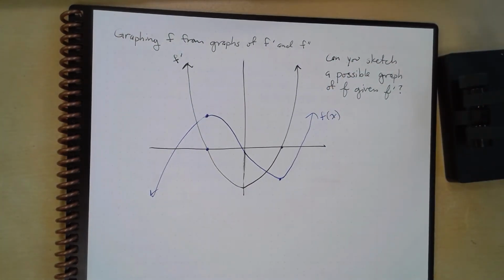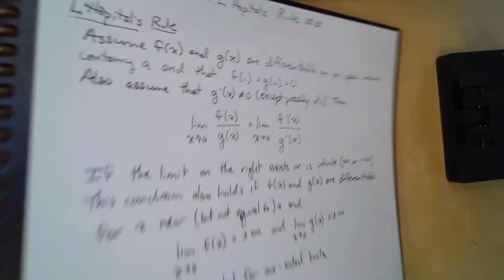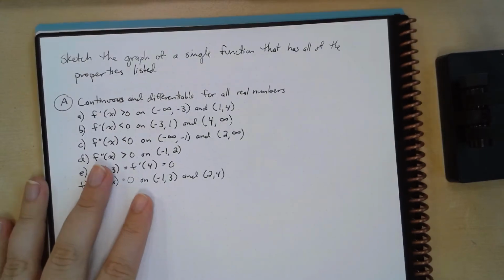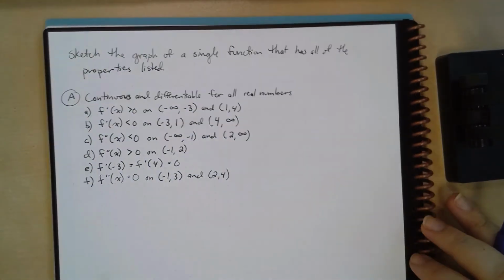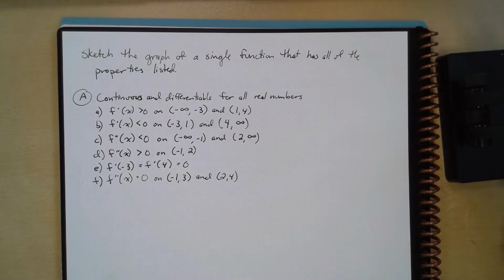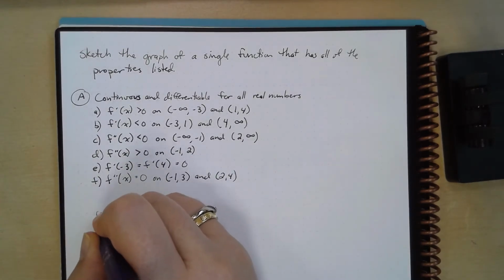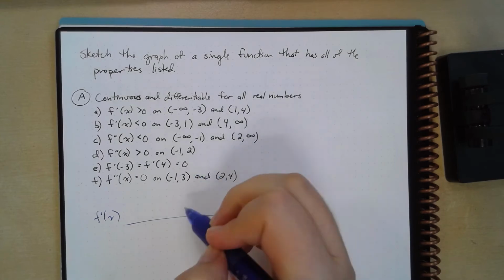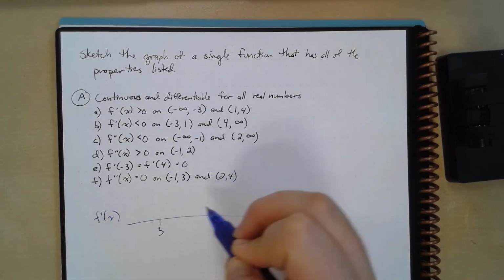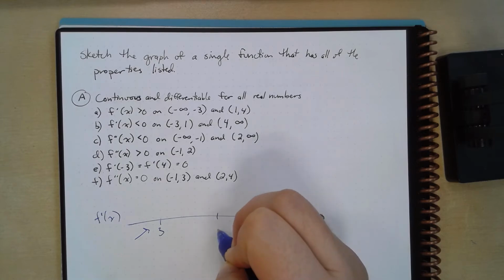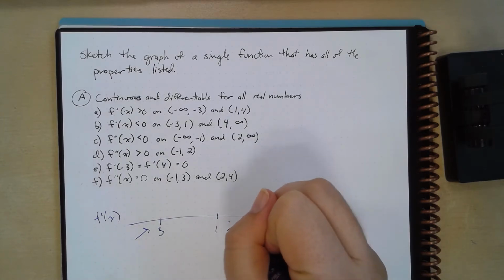Good? All right, the last type of problem that will be on your homework assignment, and I just want to go over it to say, you know, it's here, okay. We want to sketch the graph of a single function that has all these properties listed. So continuous and differentiable for all real numbers, that's nice, no discontinuities. F prime of x is greater than 0 on -infinity to -3 and from 1 to 4. So let's say this. I'm going to draw my first derivative test, my f prime of x. So from -infinity to -3, looks like we're increasing, and from 1 to 4, we are increasing, okay?